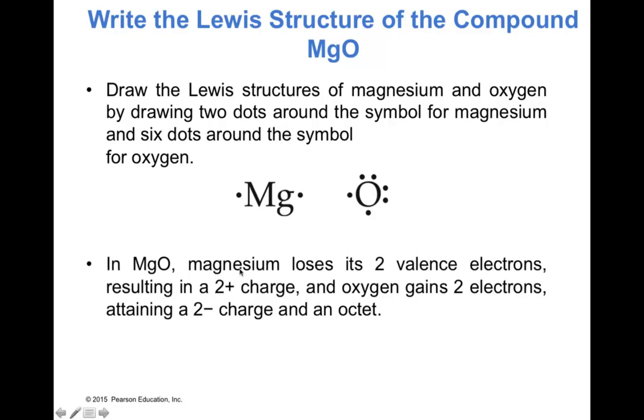So in MgO, magnesium oxide, magnesium loses its 2 valence electrons, resulting in a positive 2 charge, and oxygen gains 2 electrons, attaining a 2 minus charge, and also the octet. Here we have the representation: magnesium plus 2, and the oxygen, the anion with the octet. Most of the time they'll use the bracket to put that oxygen inside. And it's a minus 2 because it gains those 2 electrons, while magnesium releases those 2 electrons, so that's why it's positive 2.